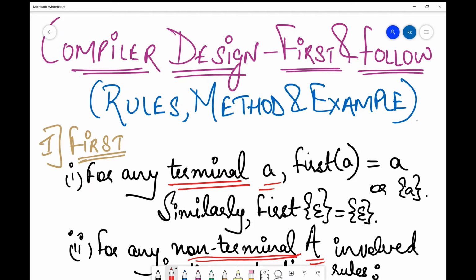Okay, so when we find the First, it has some rules, and when you just follow those rules, you eventually get to the answer. So I'll just directly move into the rules. First, I'll explain the rules, the method, and then the example. Okay, so here I am.